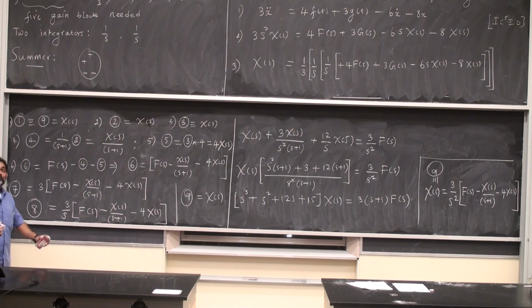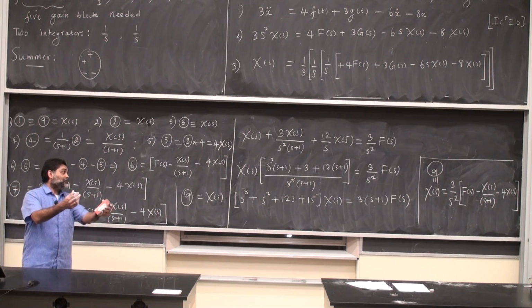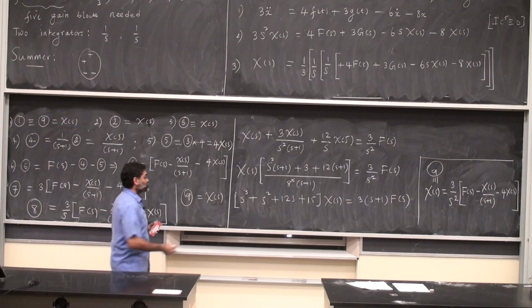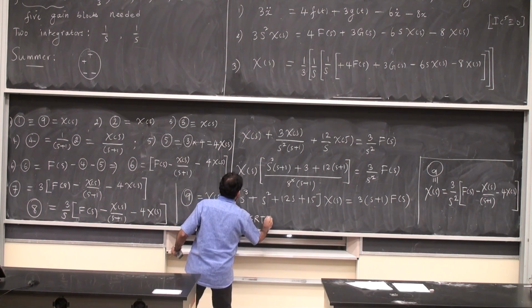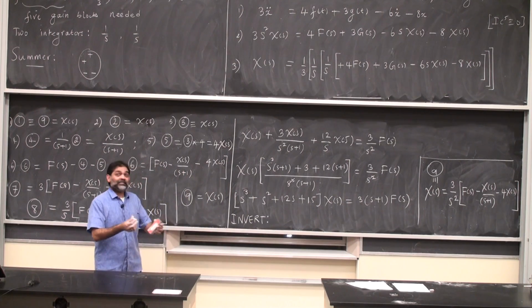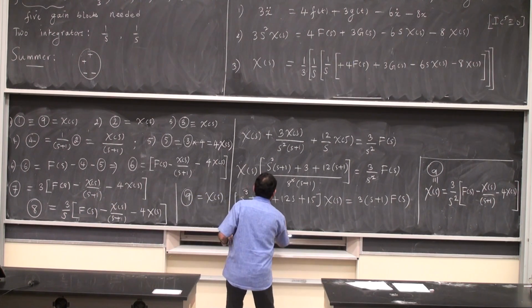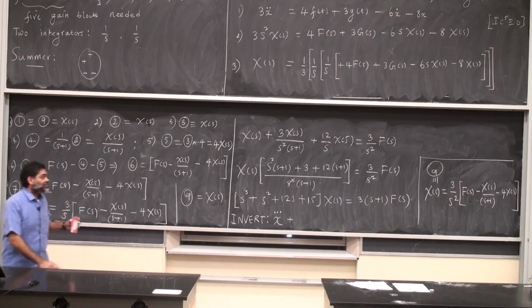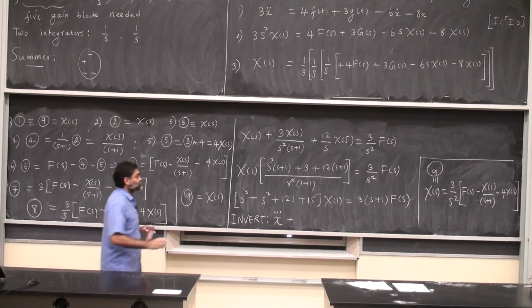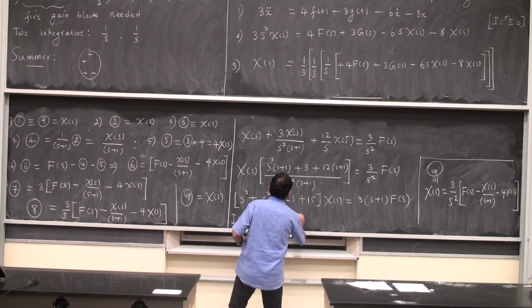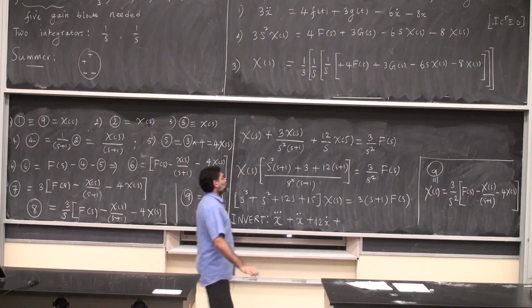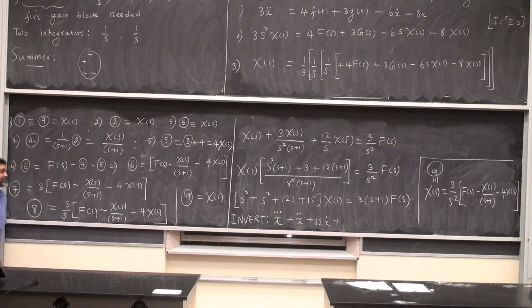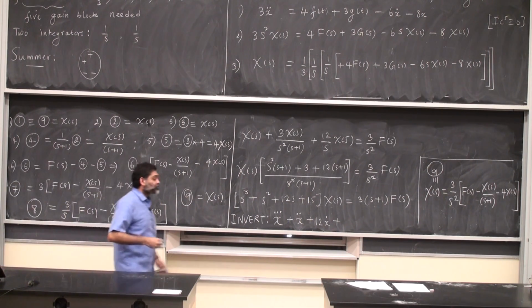Take the inverse Laplace. If I have an s cube times x of s, inverse Laplace is x triple dot. Okay? So invert. S cube times x of s is x triple dot. What is s squared times x of s? Becomes x double dot. 12s is 12x dot. 15 times x of s is just 15 times x of t, because you're now going to the time domain.